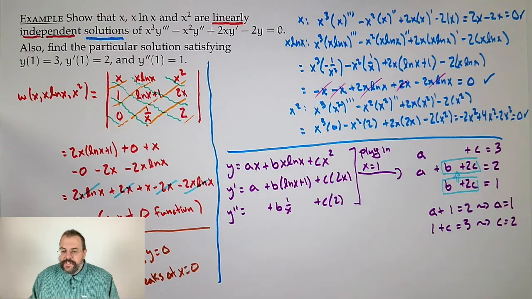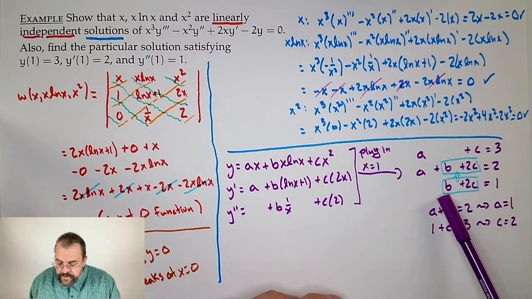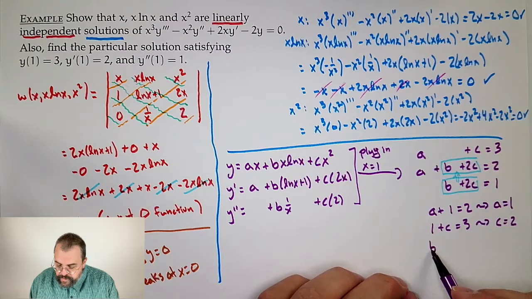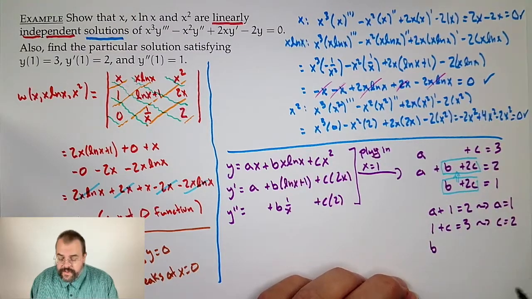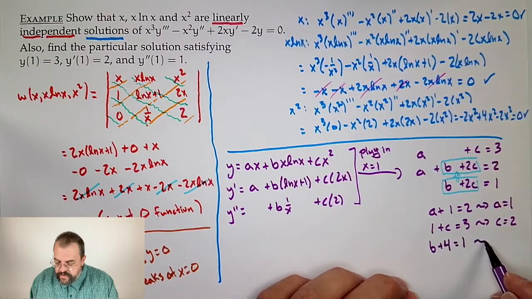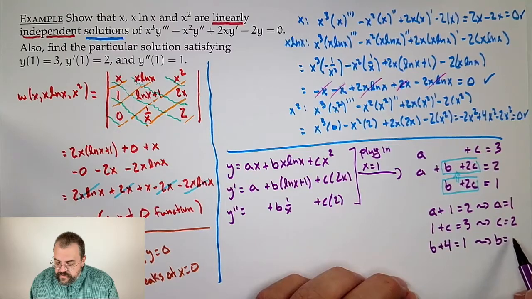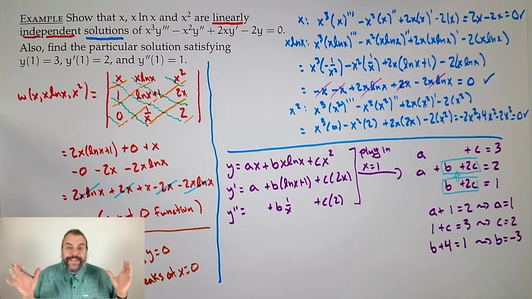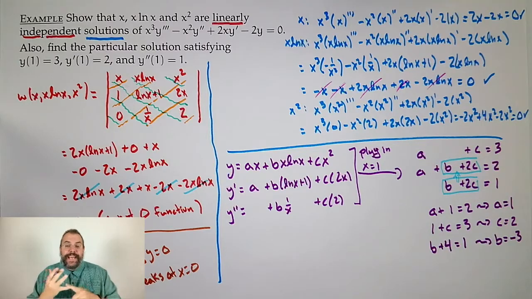Well, how do we finish? Well, just pick an equation. How about this last equation here? That would say b plus 2 times c, so 2 times 2 makes 4, has to equal 1. Okay, so that says b should be negative 3. And we did it. We found a, b, and c.